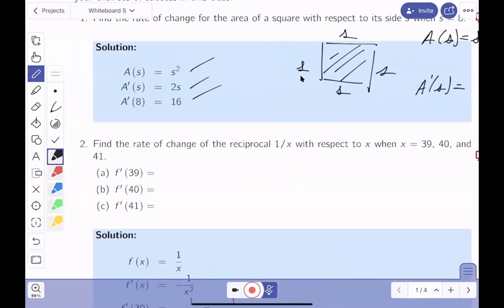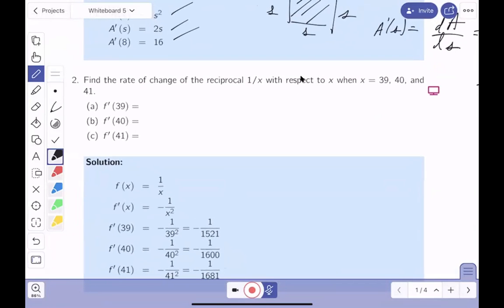All right. So let's read this one here. It says find the rate of change of the reciprocal of x with respect to x. Well, this is a function, right? So I'll write this down for you. f of x is equal to 1 over x, which is x to the minus 1.